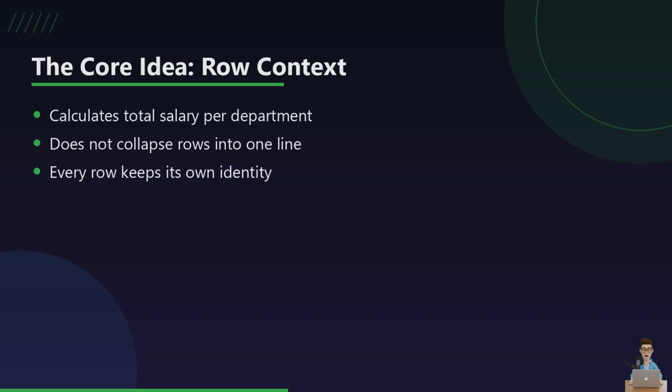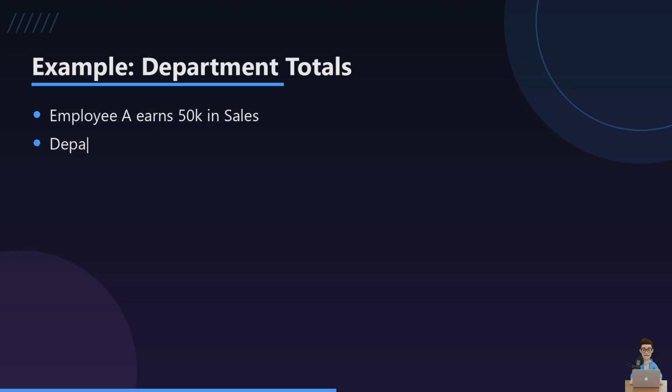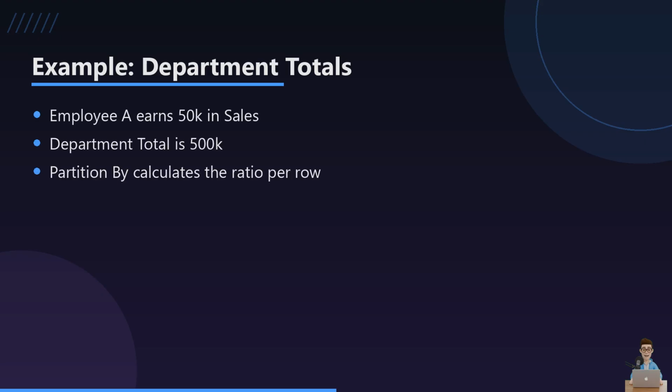It enables complex comparative analysis by allowing you to keep row-level detail while simultaneously accessing aggregate metrics from the surrounding context. In short, you get a list of everyone with a new column that shows their department's total. This allows for percentages of a total or identifying relative rankings without losing the individual data points.